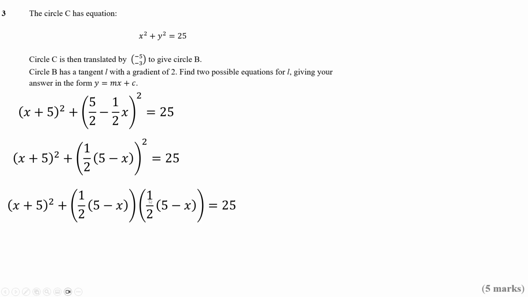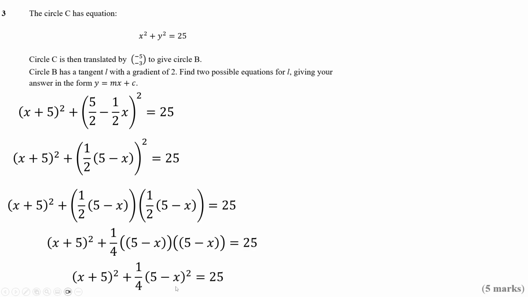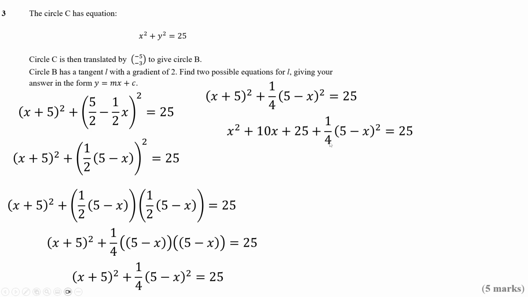You can just bring this out first at the front, and then you can work with the rest here. So you've got 5 minus x all squared, and then 5 minus x squared, you can just bring it together like this. And then up here, this will be 25 minus 10x plus x squared. And this here will be x squared plus 10x plus 25. I've already expanded that, yep.